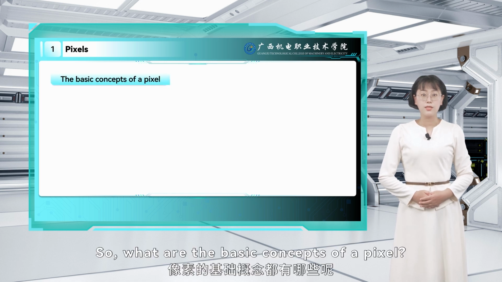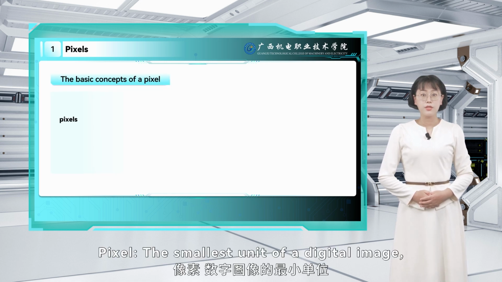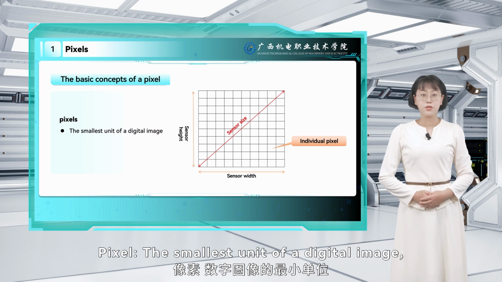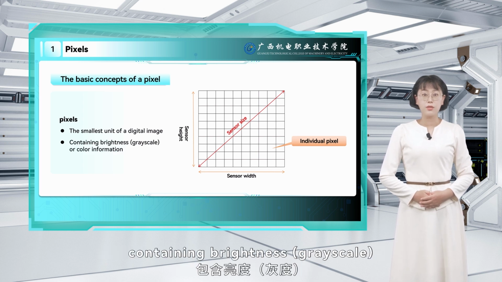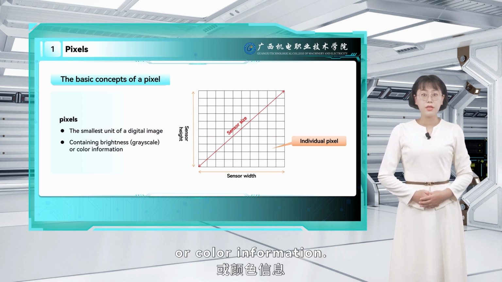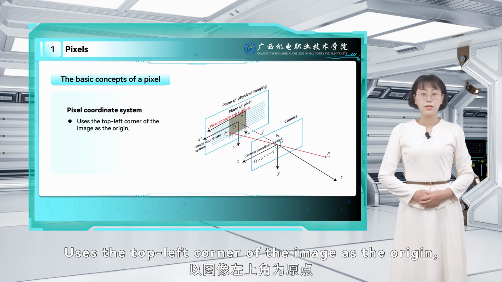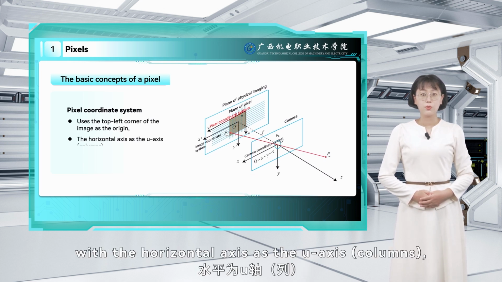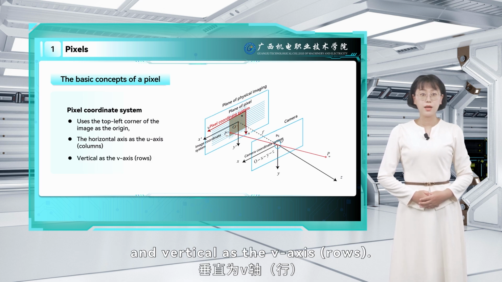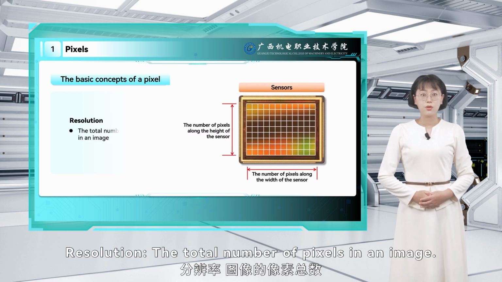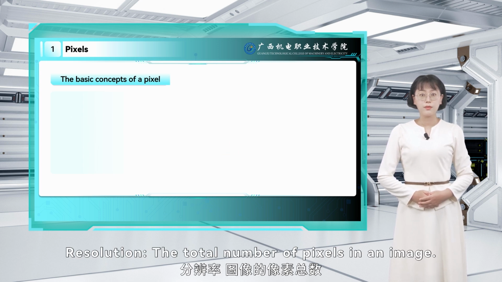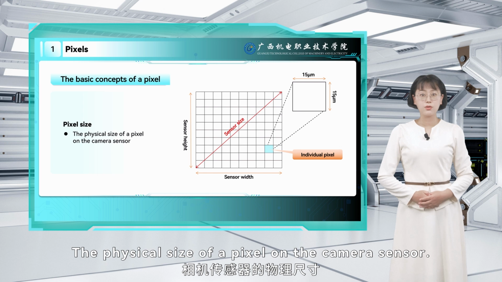So, what are the basic concepts of a pixel? Pixel, the smallest unit of a digital image, containing brightness, grayscale, or color information. Pixel coordinate system uses the top left corner of the image as the origin, with the horizontal axis as the U-axis, and vertical as the V-axis. Resolution, the total number of pixels in an image. Pixel size, the physical size of a pixel on the camera sensor.